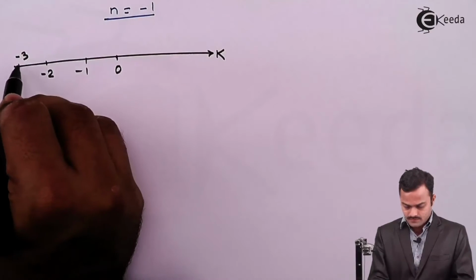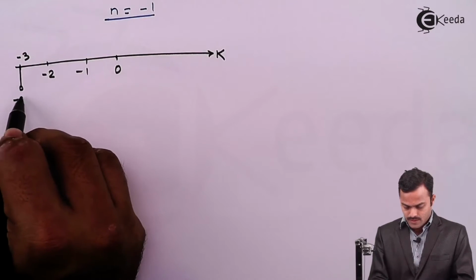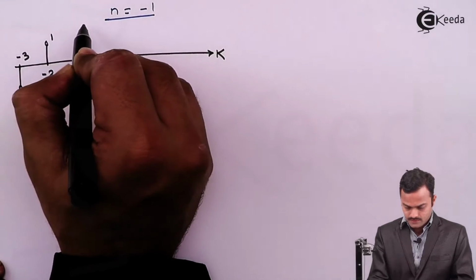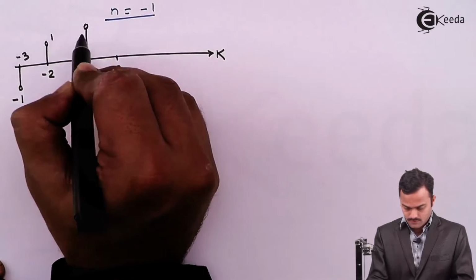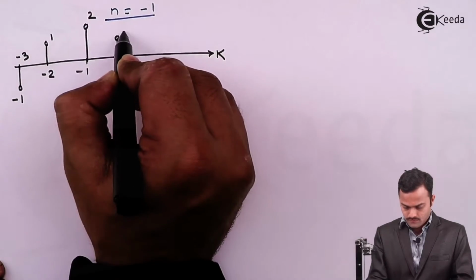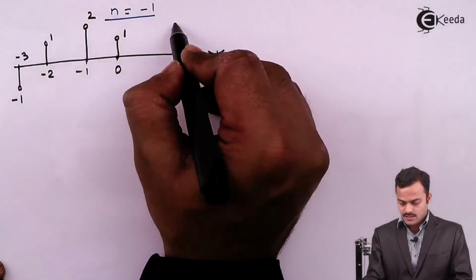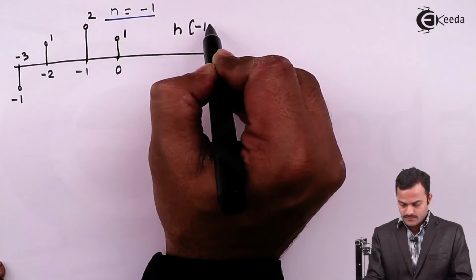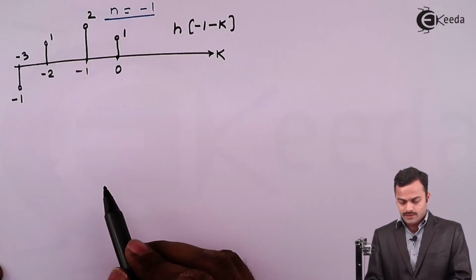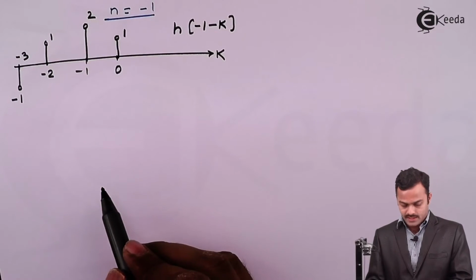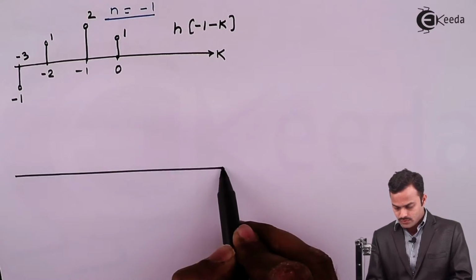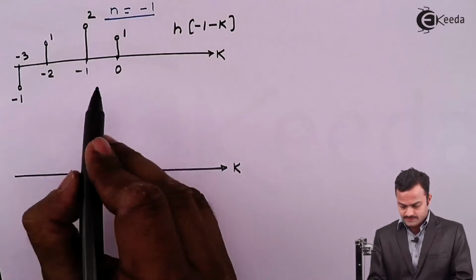With the values -1, 1, 2 and 1. This is h of -1 minus k. This we need to multiply with x of k having the span from 0 to 3.